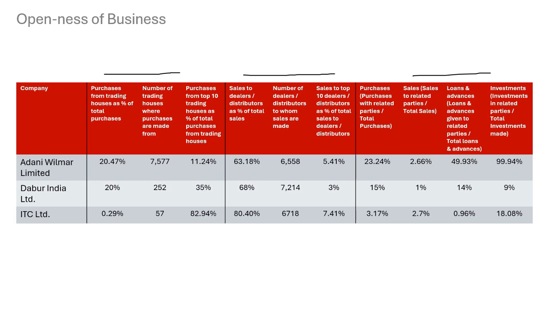One can observe that while the businesses are pretty open on their sales side, that is more than 60% is sold to the dealers and less than 10% of the sales are done by the top 10 dealers or distributors. However, the same cannot be said about the procurement side. In case of ITC, less than 1% procurement is done from traders and more than 80% of the procurement happens from the top 10 traders only. In case of Adani Wilmar, more than 20% of the procurement is from related parties.